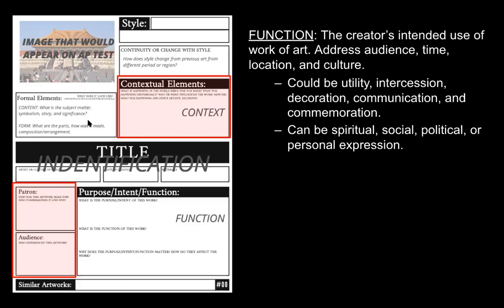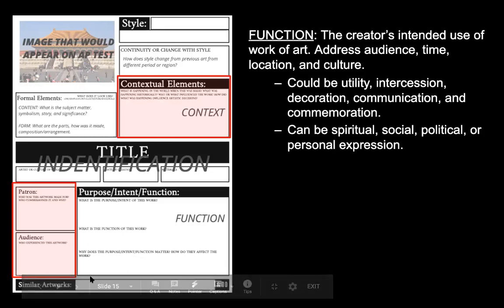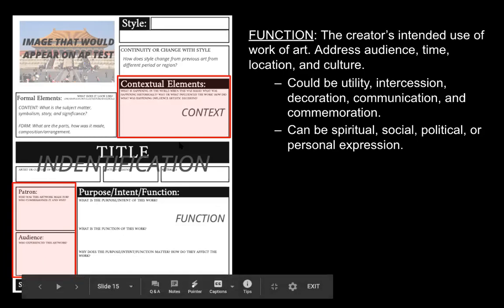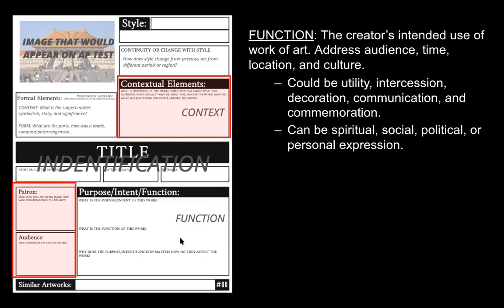Oh, I got the wrong slide up here. Oh my goodness, I didn't fix the red. It's this part. You guys see here? Function is going to be this part that I circle here. I apologize.